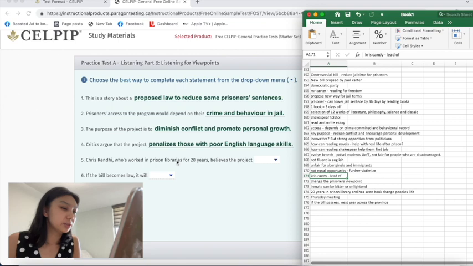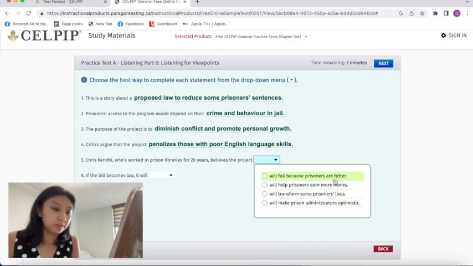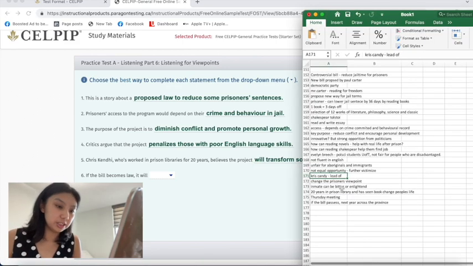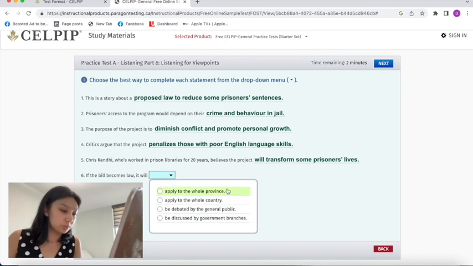Who worked in the prison for libraries for 20 years, believes that the project will fail, will help, will transform, will make prison administration. So here I will choose will transform some prisoners' lives, because Chris said 20 years in prison library and he has seen how books change people's lives. If the bill becomes law, it will next year across the province is what's in my notes. So it will apply to the whole province. Yes. Apply to the whole country. No. Be debated. It will already be law by then. So apply to the whole province.